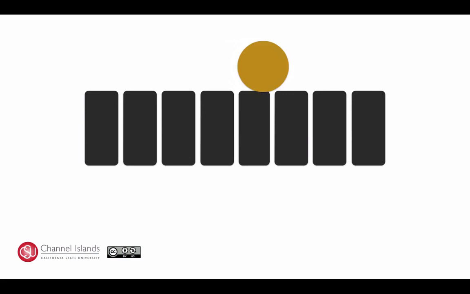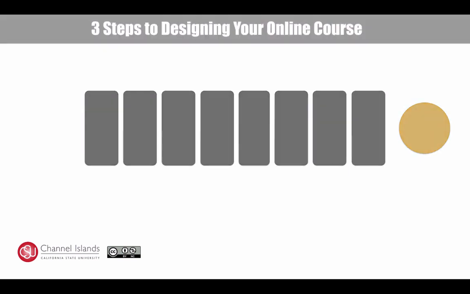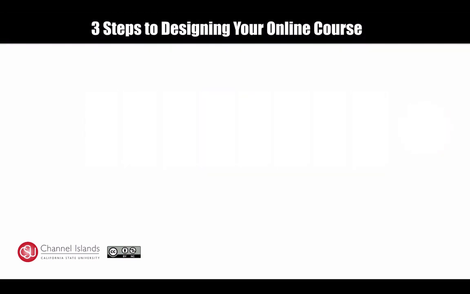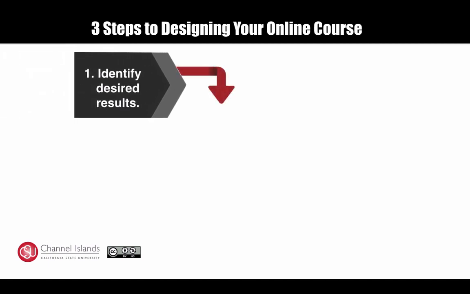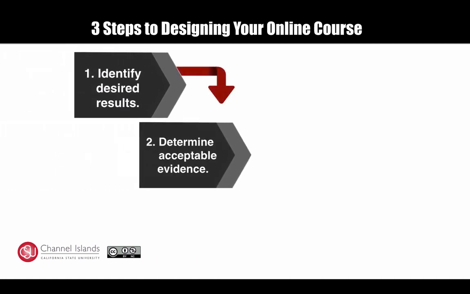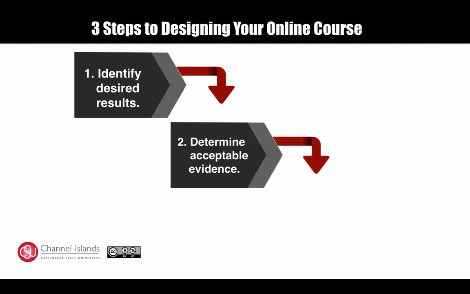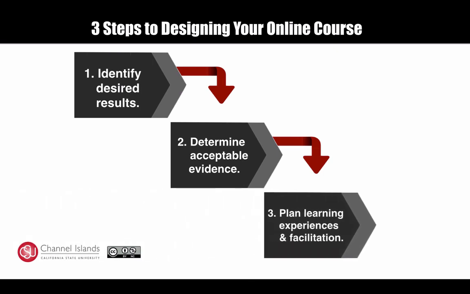Instead of starting at the beginning of our course, we need to identify the knowledge and skills we expect our students to have as they complete the course. After all, if we don't know where we're going, we'll never get there. Altogether, there are 3 steps in the online course design process. 1. Identify desired results, which we've just previewed a little bit. 2. Determine acceptable evidence. And 3. Plan learning experiences and facilitation. Let's take a closer look at each step.